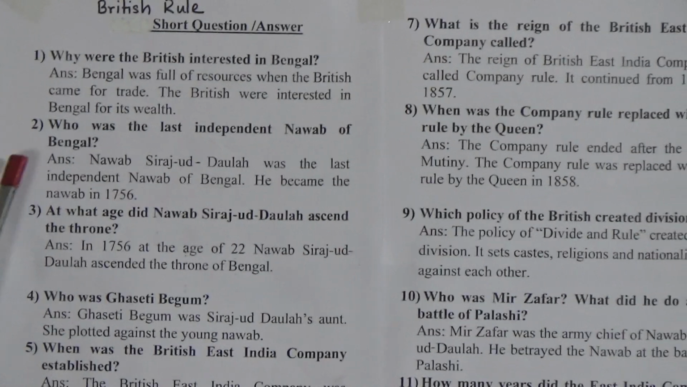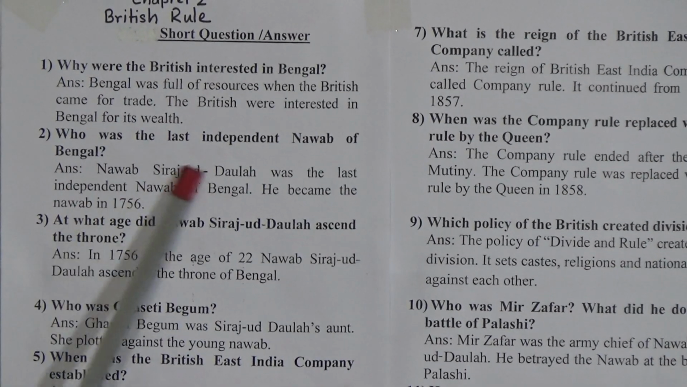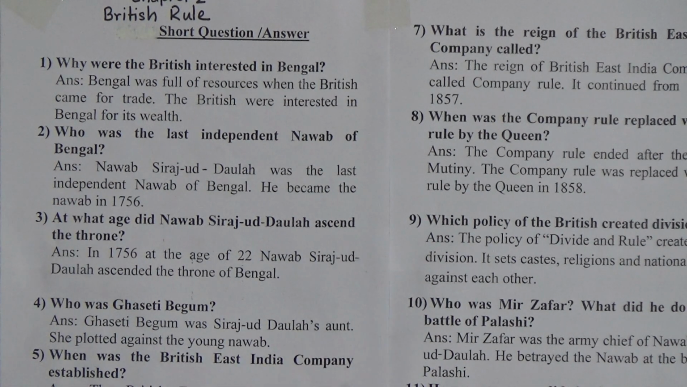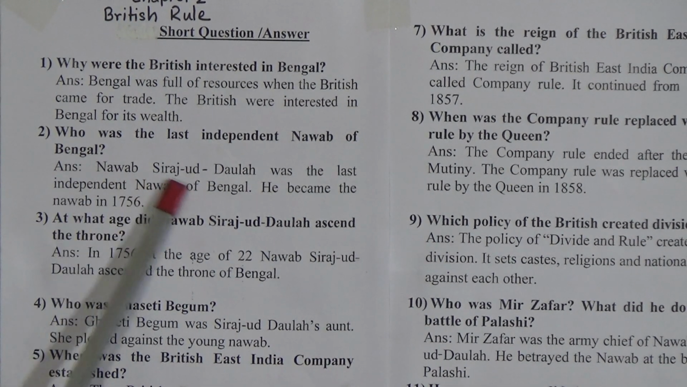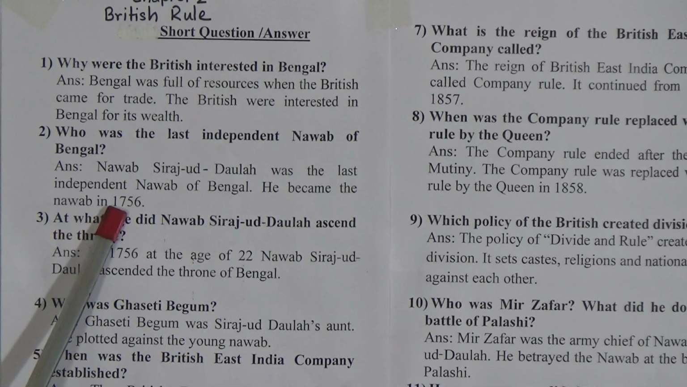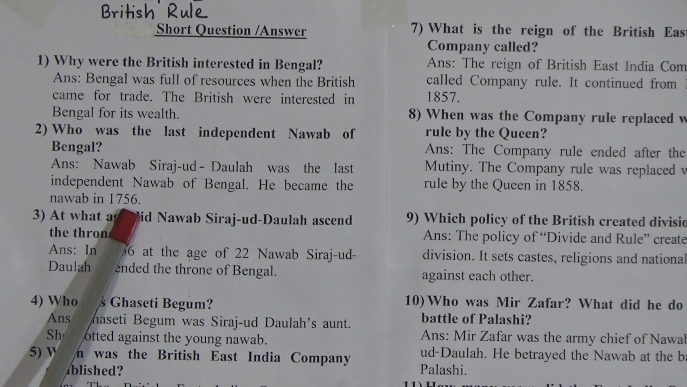Now the next question, that means number 2, who was the last independent Nawab of Bengal? And you all know that it was Siraj-ud-Dowla. And our answer is, Nawab Siraj-ud-Dowla was the last independent Nawab of Bengal. He became the Nawab in 1756.